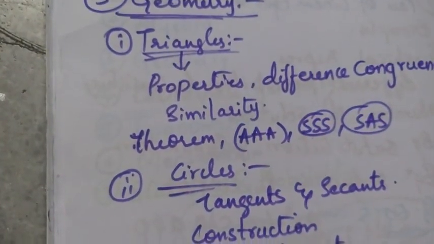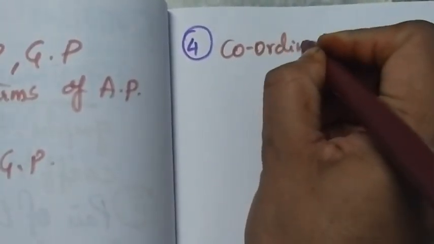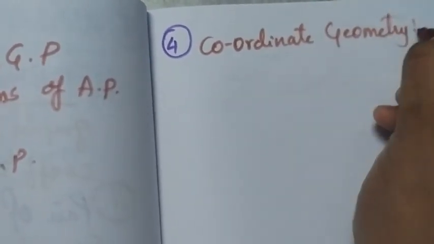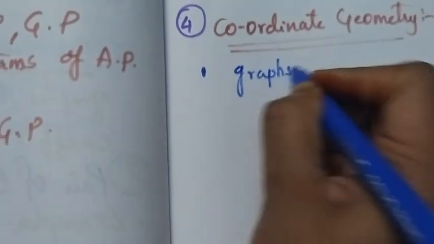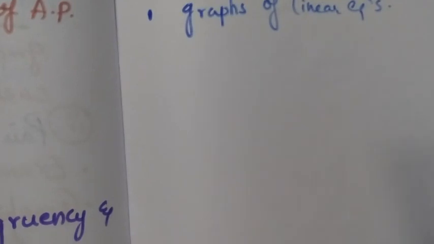Now coming to coordinate geometry. What is coordinate geometry? It is a very simple unit, children. In this topic, we simply have formulas. First one, concepts of graphs of linear equations.